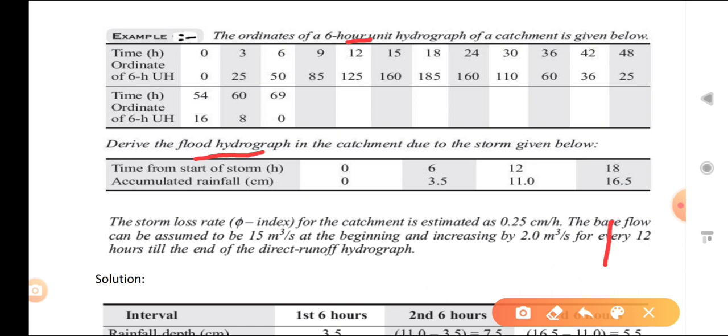So how will we find the flood hydrograph? The unit hydrograph is given, so first of all we have to find the DRH, the direct runoff hydrograph, and then convert the DRH to the flood hydrograph. To convert the direct runoff hydrograph to the flood hydrograph, we simply add the base flow to the ordinates of the direct runoff hydrograph. Then we will find the ordinates of the flood hydrograph. Okay, so we will go step by step.